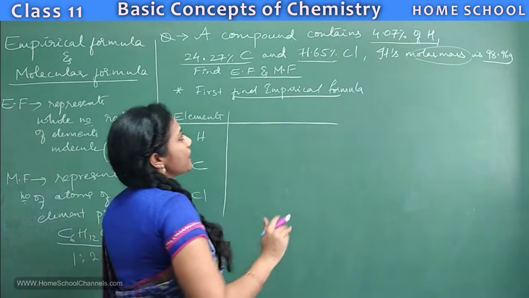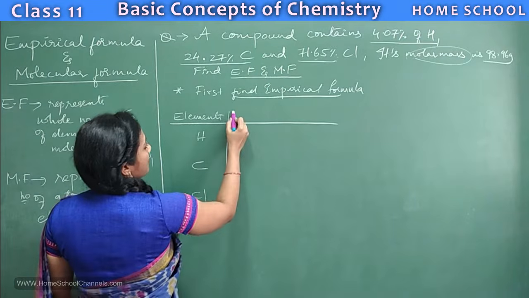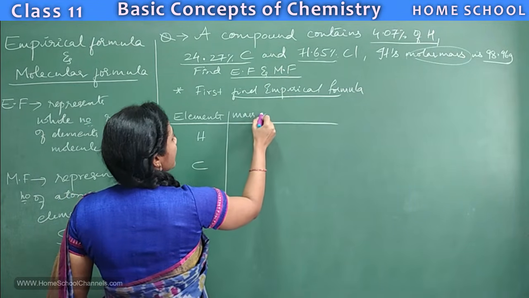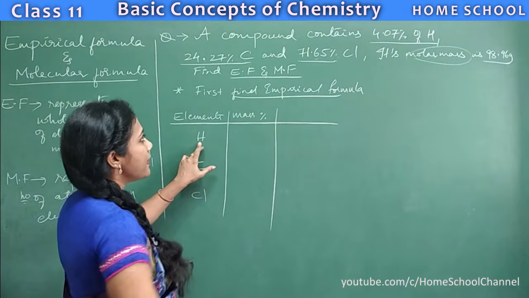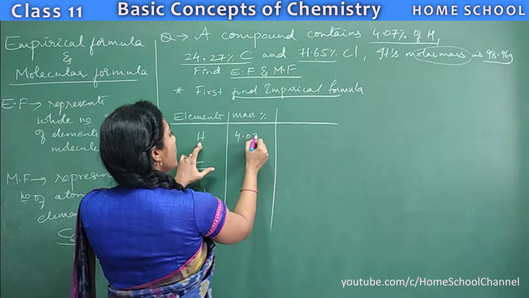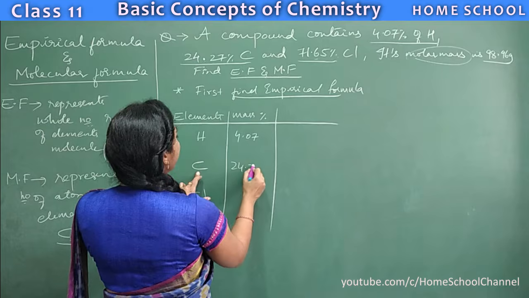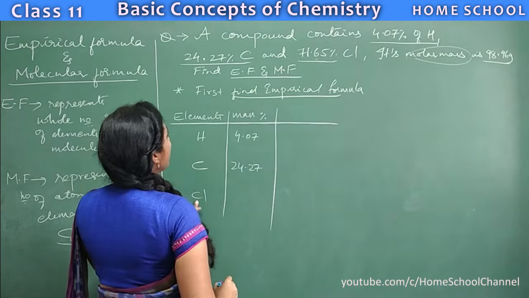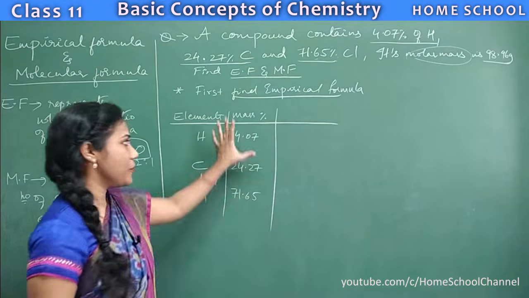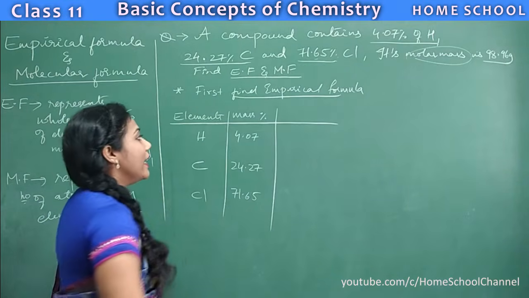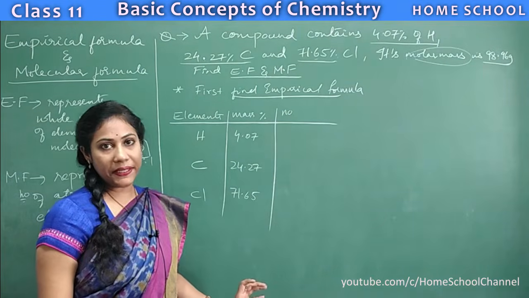Next, what is the information given? They gave you the mass percent of each element. List it out in the second column. So what is the mass percent of hydrogen? 4.07%. Mass percent of carbon? 24.27%. Mass percent of chlorine? 71.65%. Right? This is what is given. Fine. And now we are calculating from the third column onwards.